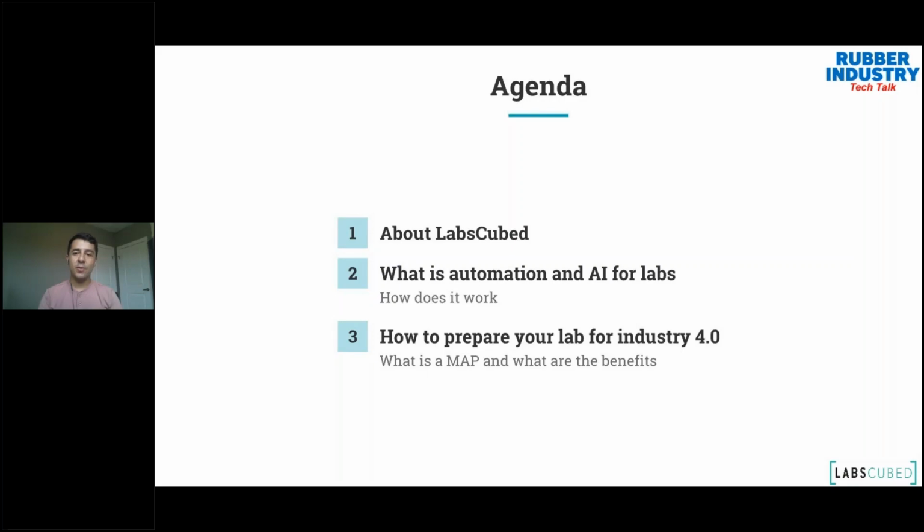So in terms of agenda, we'll talk a little bit about Labs Cubed, what we've built, and some research behind what we've done to date. Then we'll talk a little bit more about what is automation and AI for labs, how does it work? And I know you guys will hear a little bit more on the data side and the software side from Uncountable. We have a great platform. And then lastly, we'll talk about how to prepare your lab for Industry 4.0, that concept around full automation, and this really cool thing called a map, which I'll explain near the end as well.